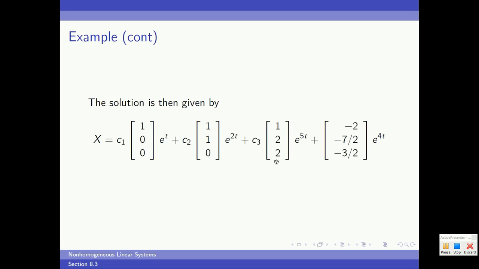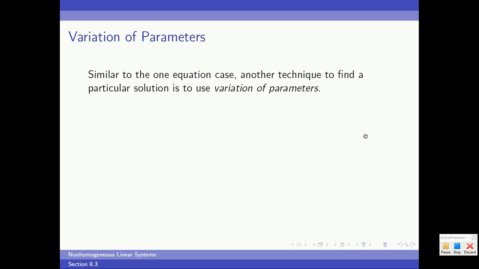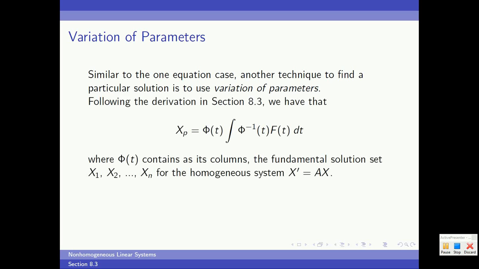But this is my solution, so here is my complementary solution and my particular solution. Okay, so variation of parameters. Similar to the one equation case, another technique is to use variation of parameters. This is when the right-hand side doesn't have any of those forms with sines, cosines, exponentials, polynomials.